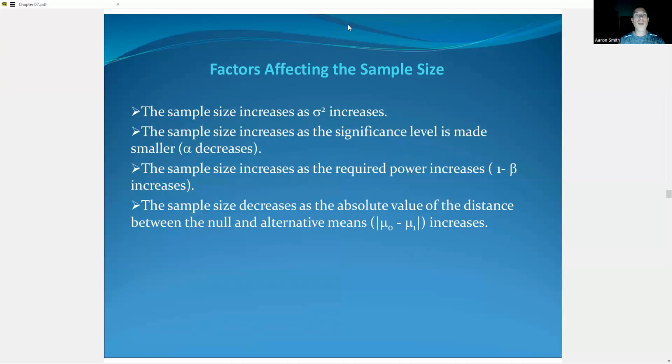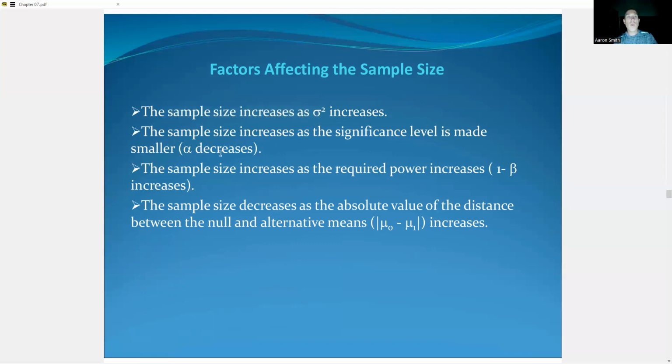All right, so now factors affecting the sample size. The sample size increases as the variance increases. The larger the variance of the data, the larger the sample size I need to make an inference. Sample size increases as the significance level is made smaller. So if alpha is super small, then I need a lot more data to make sure that I get within the right region. The sample size increases as the required power increases.